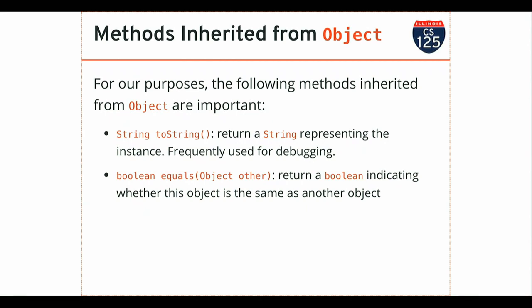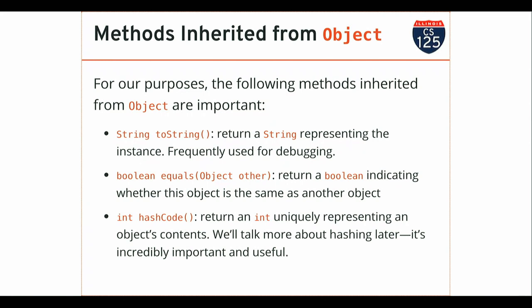Equals. This is another method that every object has. Equals is equality. This allows you to define whether or not an instance of your class is equal to another instance of some other class. Could be your class, could be another class. So equals takes an object as a parameter and returns a Boolean. So this is true or false. And again, equality turns out to be something that's very important to define. We'll talk a little bit later about what we get out of doing that, and we'll show you some ways to do it.